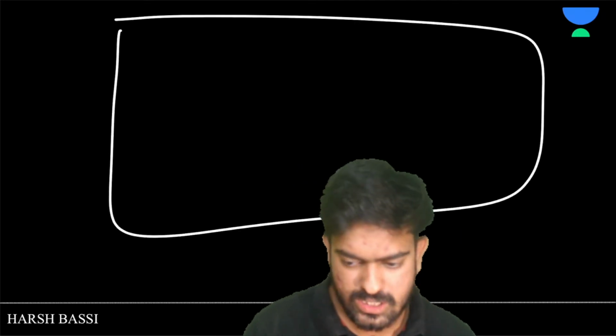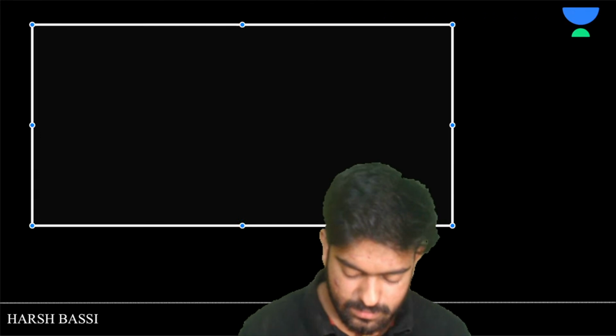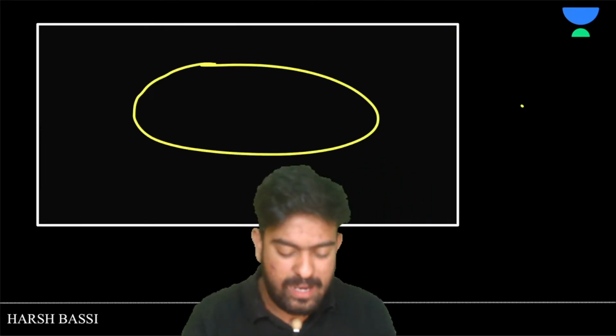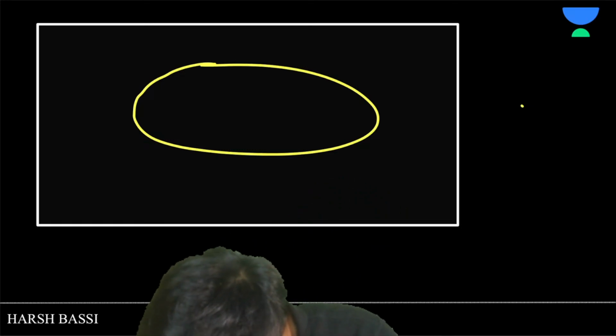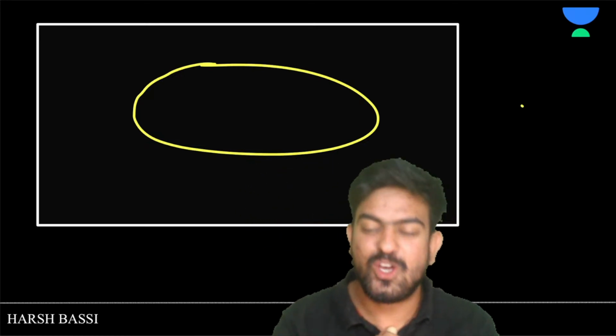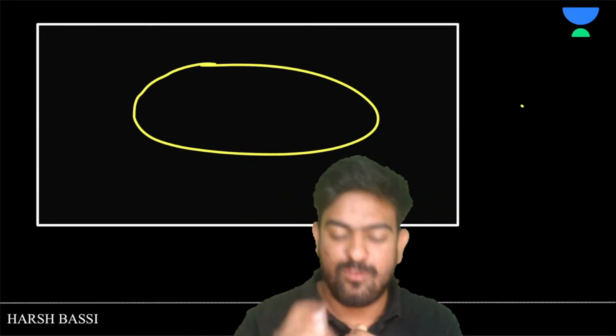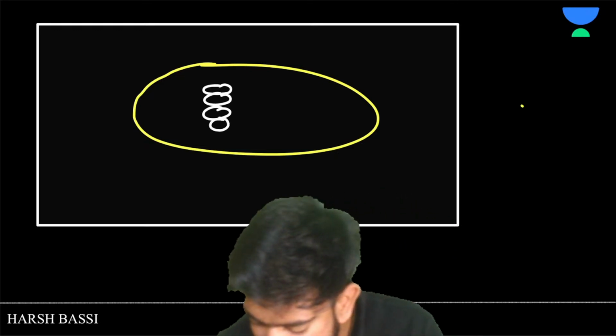See, so I'm making a mesophyll cell. This is a mesophyll cell. Inside the mesophyll cell we have the chloroplast, and inside the chloroplast what do we have? We have the granum, thylakoids and all those things.